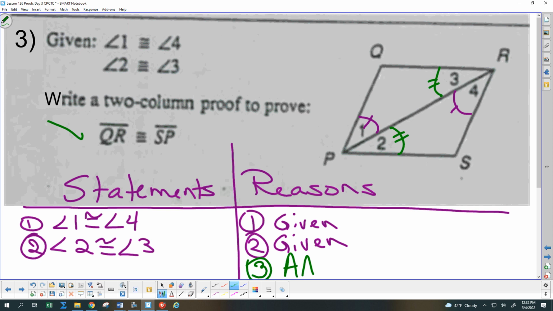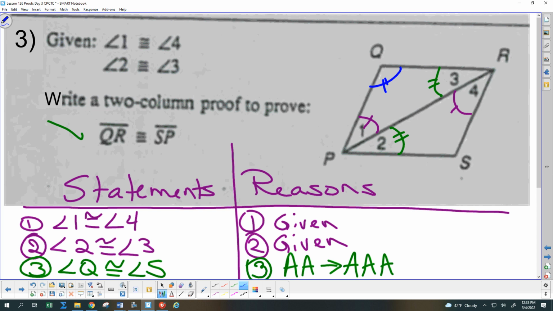Sounds good to me. Angle, angle implies angle, angle, angle. We have 2 sets, so the third set also has to work. And those are angle Q and angle S. And then we can come over here and we can also mark that on our picture. So now I have all of the sets of angles.